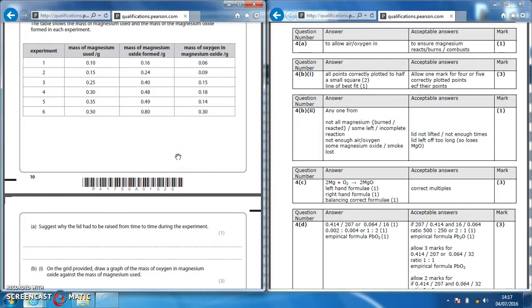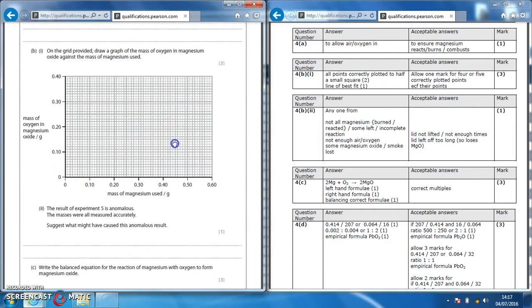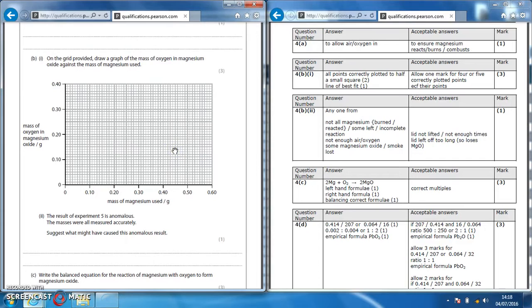Why has the lid been raised from time to time during the investigation? Well, we're looking at forming magnesium oxide. Where's the oxygen come from? It's got to come from the air, so you've got to open up the lid so it can get some oxygen in. For B part 1, we're looking at plotting the points on the graph accurately. When you do this one, you should get virtually a perfectly straight line, and there should be one that stands out.